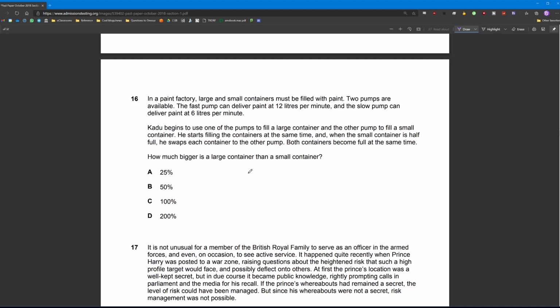He starts at the same time, and when the small container is half full, he swaps to the other one. Both containers become full at the same time.